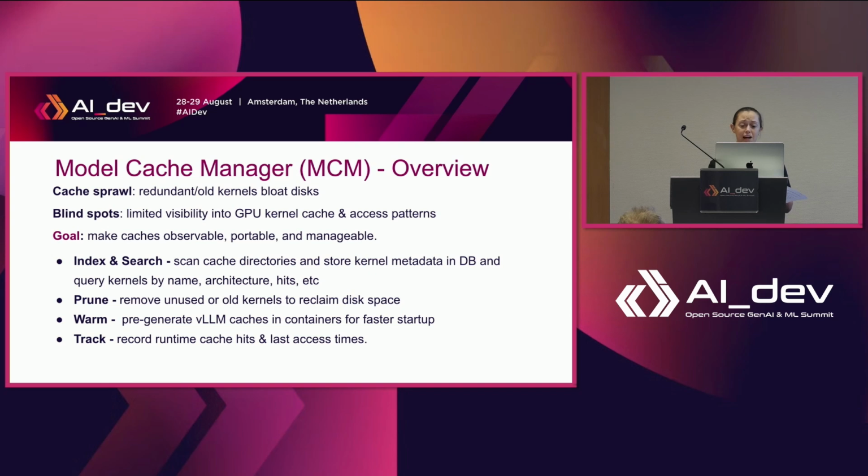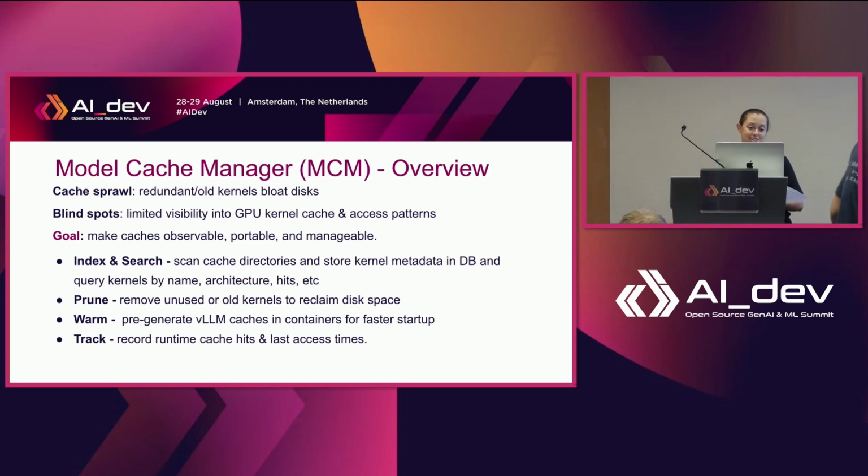Your only way to get rid of old kernels is to pretty much blast the whole cache. You don't know if there's something in there that you would like to reuse or not. You just rm -rf everything. So what MCM is trying to solve, or its goal, is to make caches observable, portable, and manageable. And it does so by providing 4 functionalities. Well, maybe 5 if you consider index and search 2 separate ones.